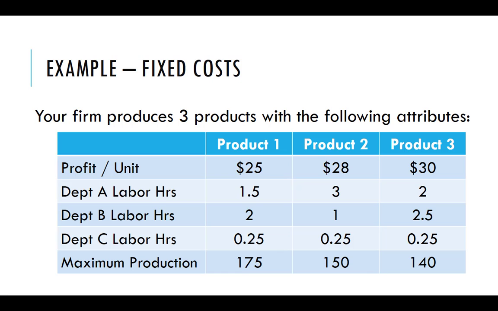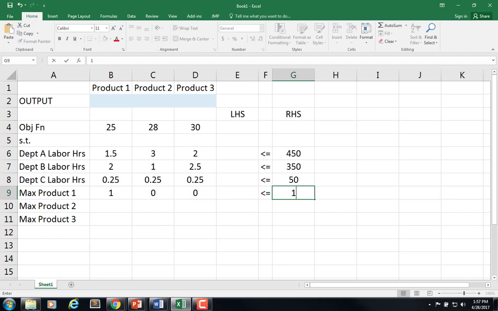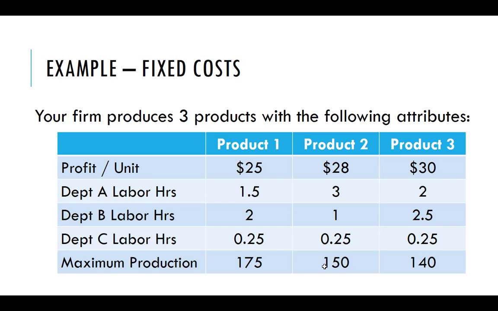All right. And the other thing we have is the maximum that we want to produce for each product. So 175, 150, 140. So max product 1, max product 2, max product 3. So this will be a 1, 0, 0, and less than or equal to, I think it was 175. Right, we're saying 1 times whatever we produce up here has to be less than or equal to 175.